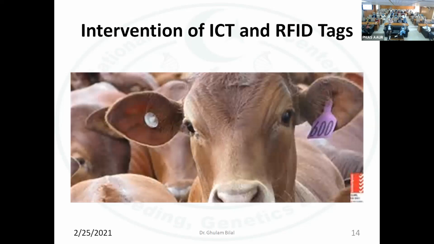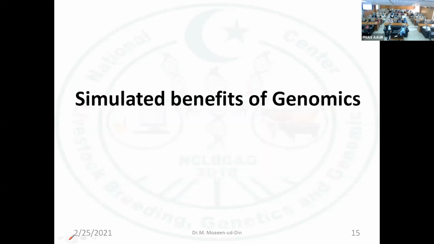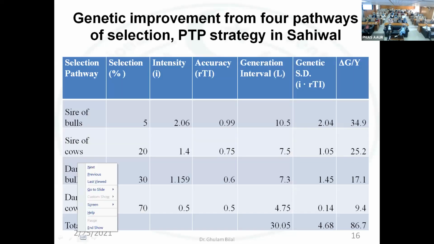With this technology, we need accurate identification of animals. We need to put RFID tags, which are lifelong tags, and we can read those tags with the help of scanners. We have started this technology in our local animals, and it is required for precise and accurate identification of animals.